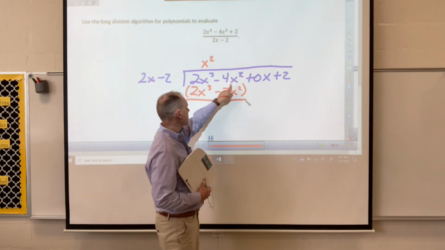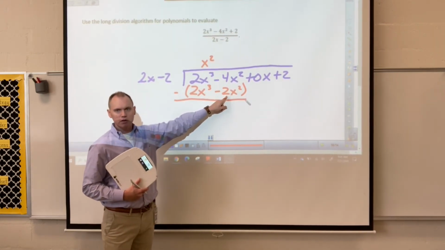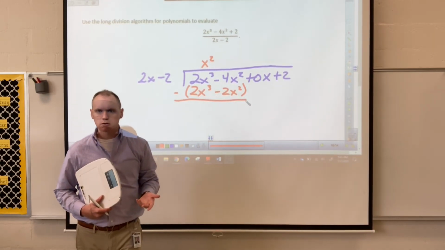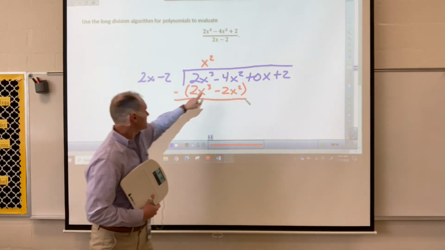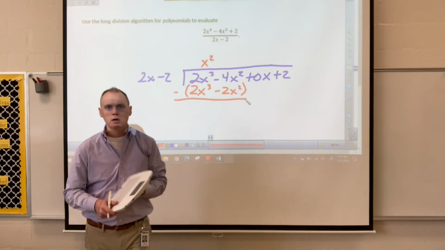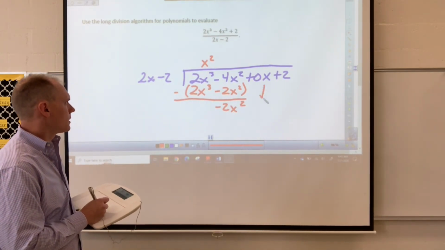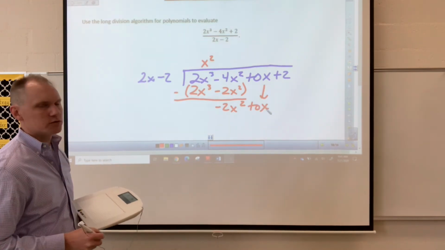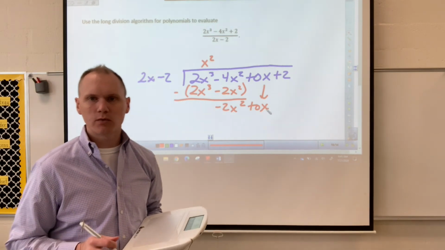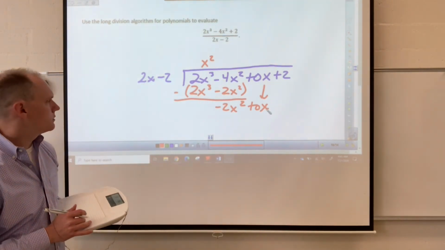Negative 4x squared minus a negative. Okay, here's a little tricky situation. You gotta be really careful. Take your time here. Minus a negative is actually a plus, right? Two negatives make a plus. So this is actually negative 4x squared plus 2x squared, which would be negative 2x squared. Go ahead and bring down the next term. So just be really careful with your negatives. That's the number one error that we see with long division is sign mistakes, with negatives especially.